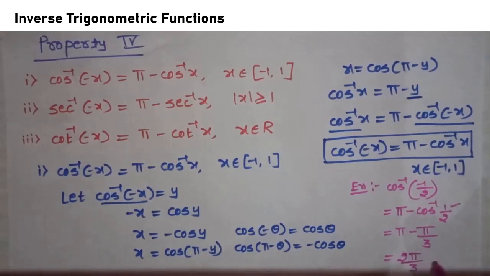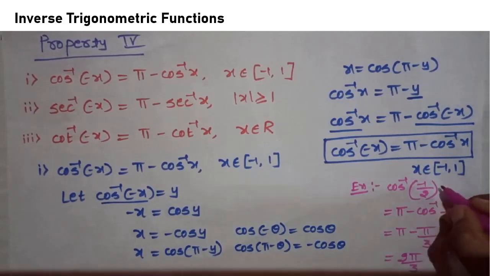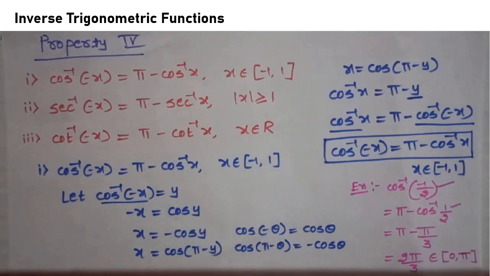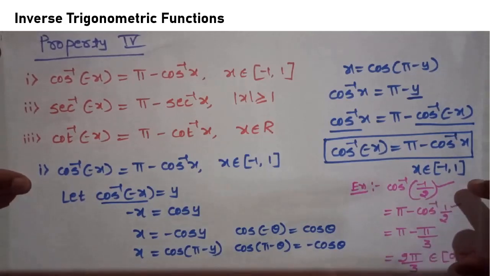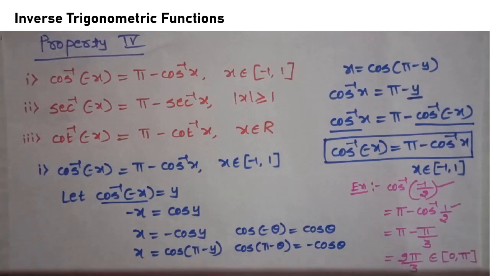So, obviously, it belongs to what? Closed interval 0 to pi. So, this is the principal value. Principal value of cos inverse -1/2 is 2 pi by 3. Using this property, you can find principal value very easily. Understood now? Property number 1, cos inverse of minus x is pi minus cos inverse x.